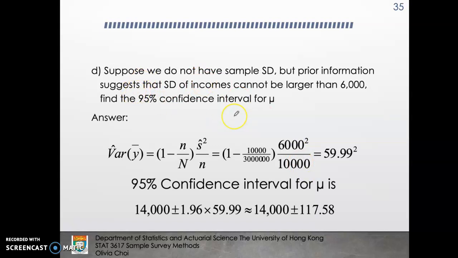Part D, suppose we do not have the sample standard deviation, so we don't have that 4,000. So we can guess it cannot be larger than 6,000. Again, find the 95% confidence interval. So we just substitute that 6,000 in here and find the confidence interval for mu.